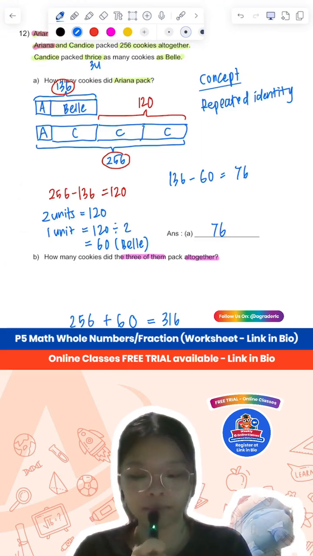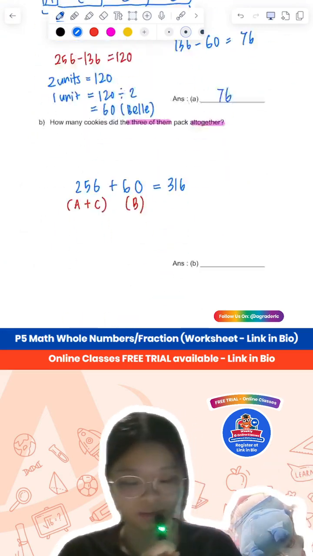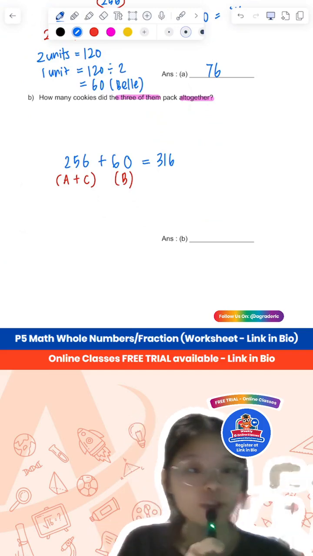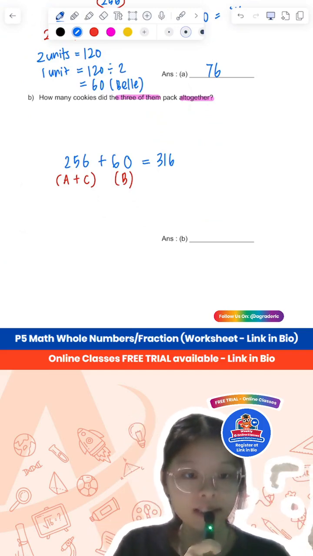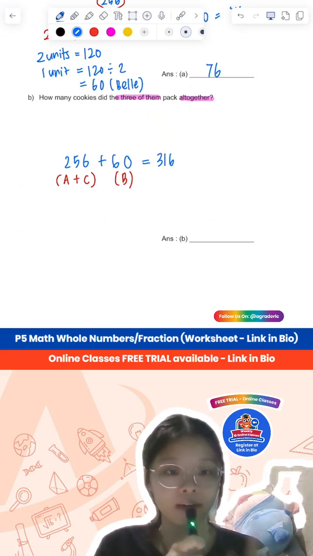Okay, so even if you didn't use this method, you decide to find Ariana, then add Belle, then add Candice, or you want to find Candice and then you add them, also can. Okay, it's just more units. Yes, D. 180 plus 60 plus 76. Yes, can. Because that is using Candice plus Belle plus Ariana.